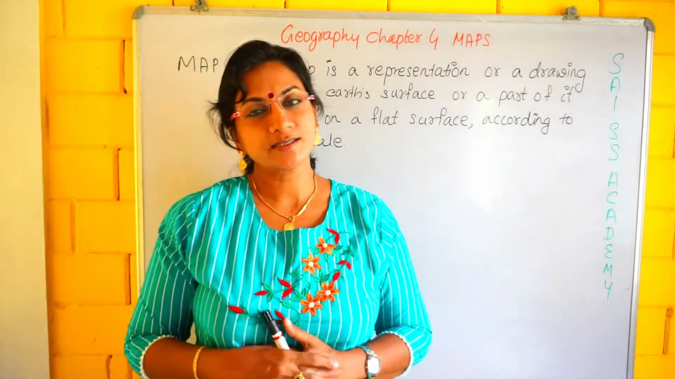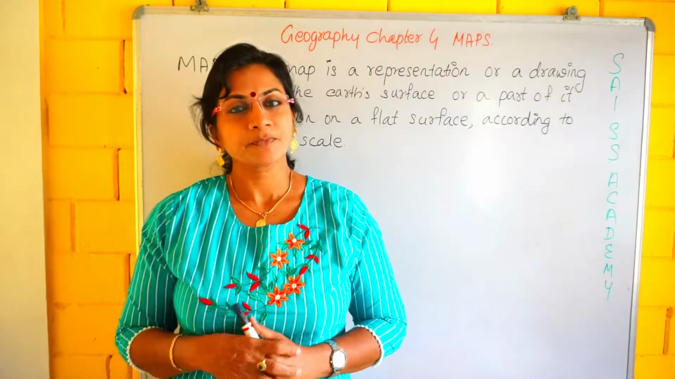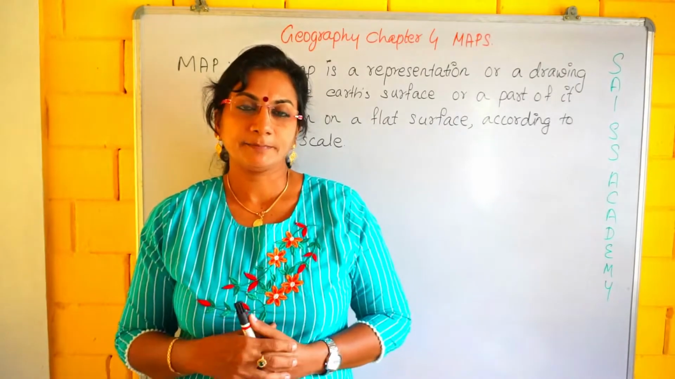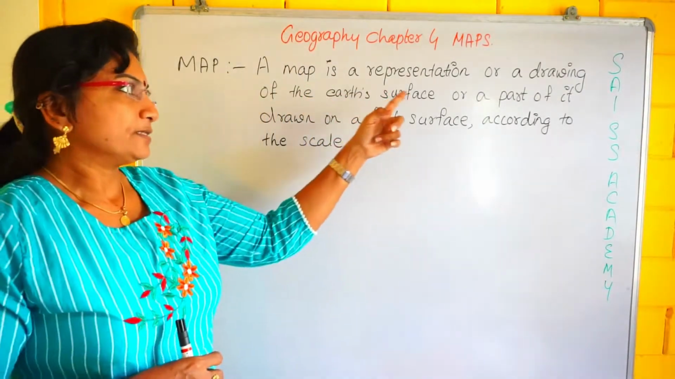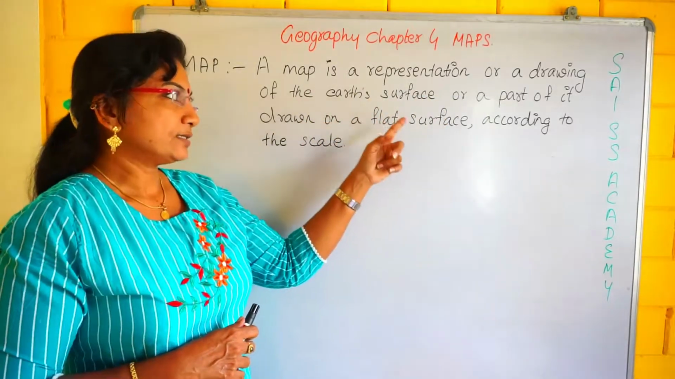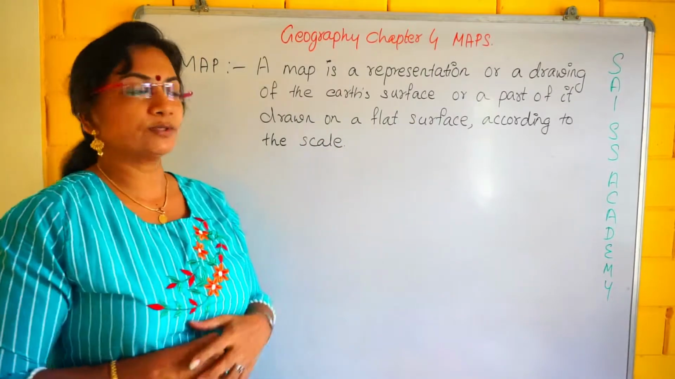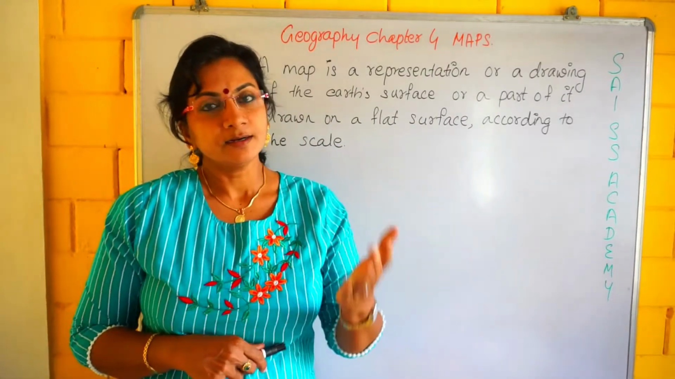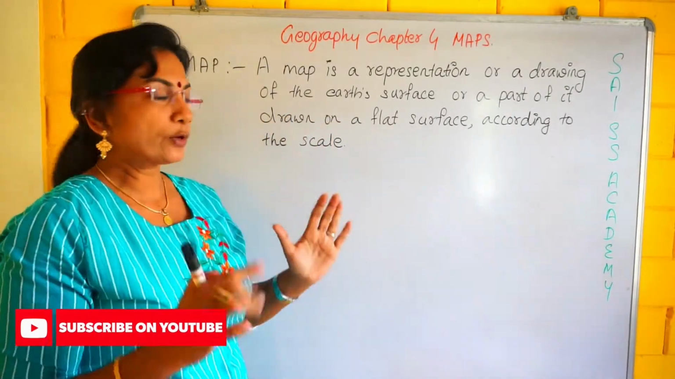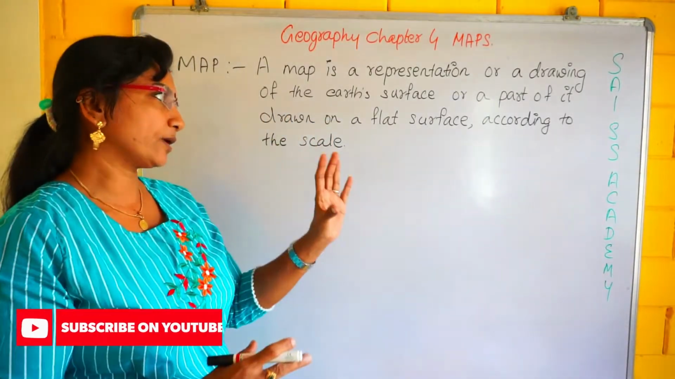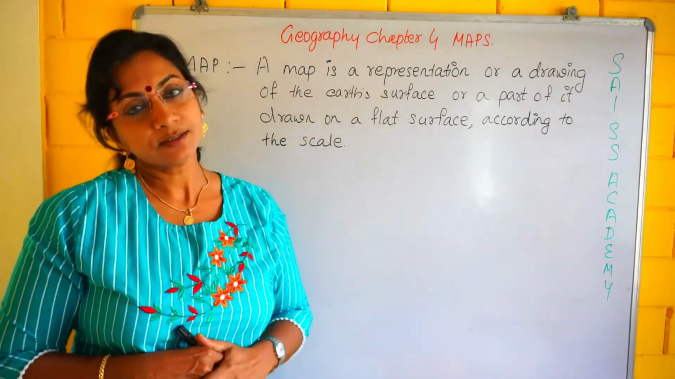Today we are going to discuss Class 6 Geography, Chapter 4, Maps. What do you mean exactly? What is a map? A map is a representation or a drawing of the Earth's surface or a part of it, drawn on a flat surface according to the scale. Scale I will discuss later. That means a map is a representation or a drawing on a flat surface, or a part of it, drawn on a flat surface according to the scale.